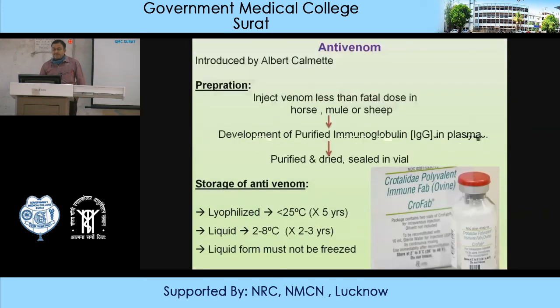Now, antivenom, introduced by Albert Calmette. Preparation: inject venom in less than a lethal dose into horse, mule or sheep. Purified immunoglobulin IgG is developed from plasma, purified, dried and sealed in vials. Storage: in lyophilized form, meaning dry powdery form, below 25 degrees for 5 years. In liquid form, at 2 to 8 degrees for up to 2 to 3 years. Liquid form must not be frozen.